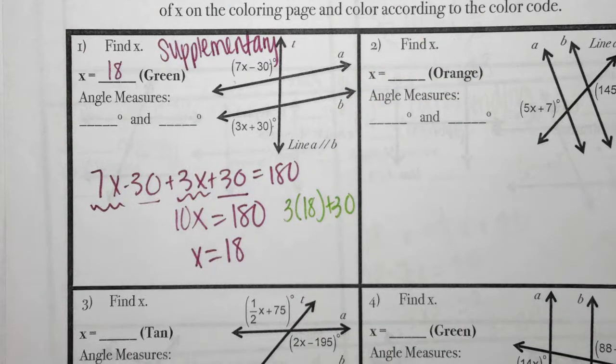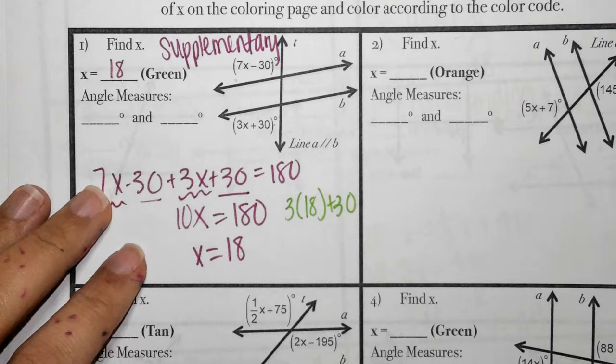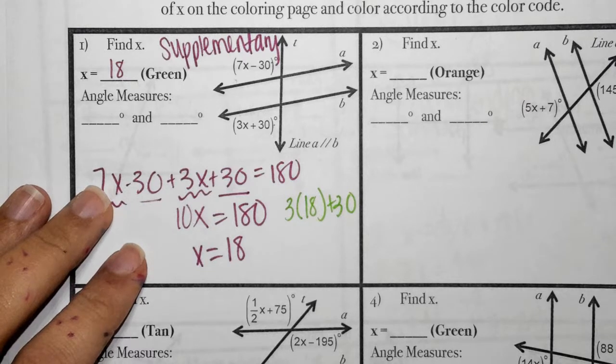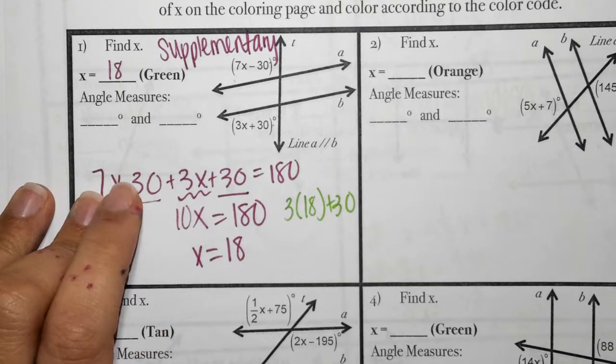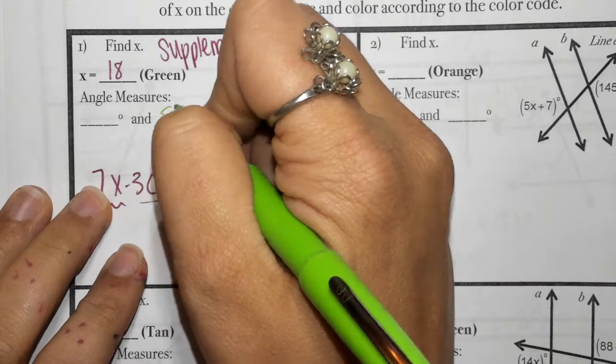They're not going to be the same. Why are they not the same? Because they're supplementary. Yep. So we say 3 times 18, which gives us 54, and 54 plus 30 is 84 degrees.